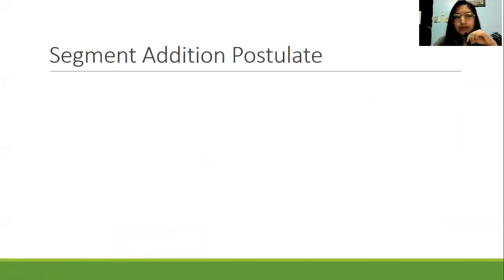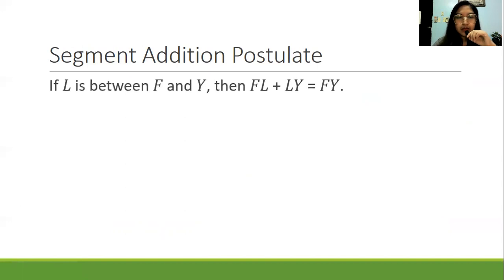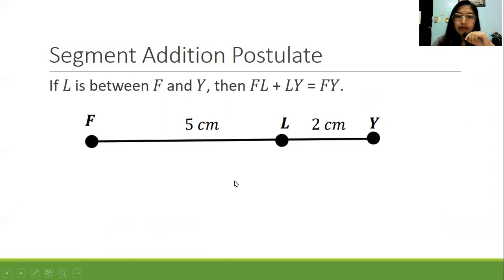Okay, next we have the segment addition postulate. So, mag-a-add tayo dito ng mga segment. We have, if L is between F and Y, then FL plus LY equals FY. So, to get the whole measure of our segment FY, we need to add FL and LY. So, this is our equation: FL plus LY equals FY.